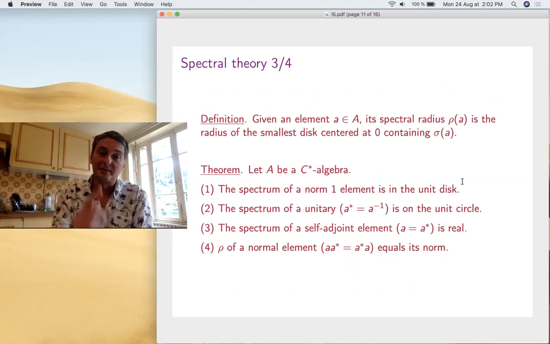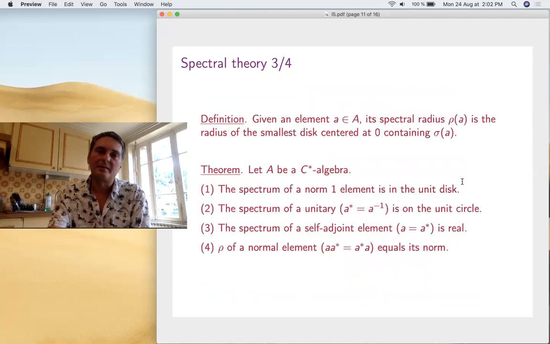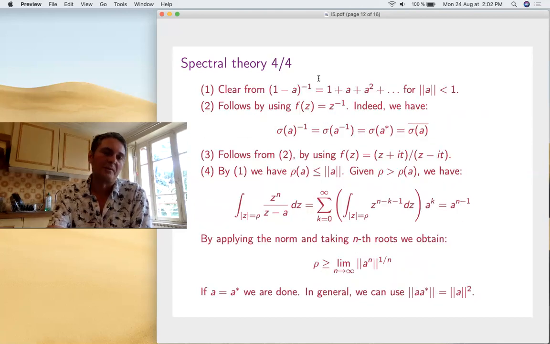Why is this true? So these are things for matrices. We haven't proved this already, so that's the proof. It works in a C-star algebra. So the fact that, what was the first thing? Norm 1 is in the disk. Well, we just need the inversion formula, that's it.